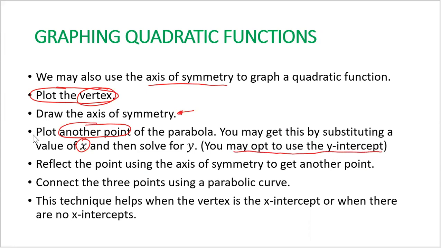And then reflect the point that we obtained from this step using the axis of symmetry to get another point of the parabola. And then we connect those 3 points using a parabolic curve wherein the vertex is either the lowest or the highest point depending on the orientation of the parabola. Now, this technique helps when the vertex is an x-intercept or when there are no x-intercepts for the quadratic function.